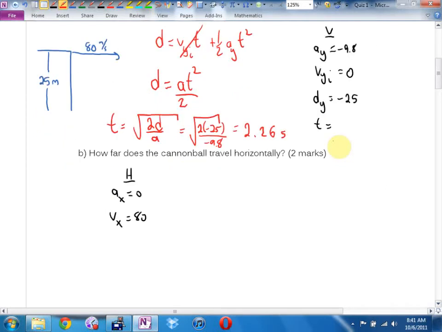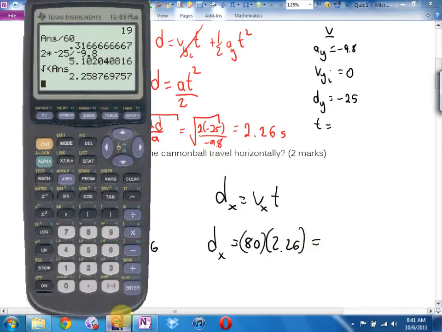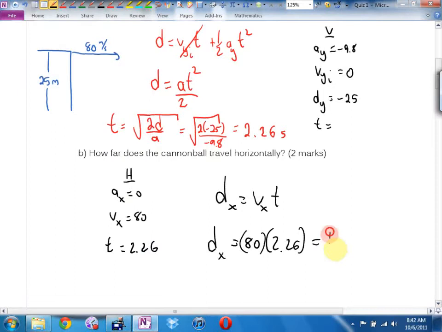B, how far does the cannon travel horizontally? Well, now I also know that the time is 2.26 seconds, so the horizontal range is Vx t. What happened to the half A t squared? A is 0. So it's going to be 80 times 2.26. You got 181? 181 meters. Now, if you use 2.26, you might have got 180, but 1.8 times 10 to the 2 meters.